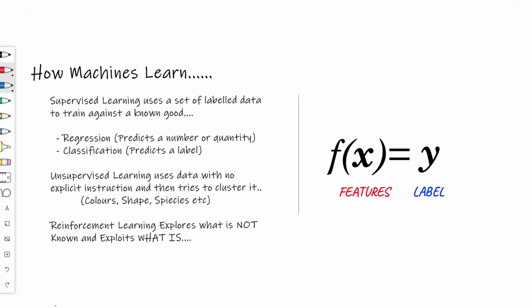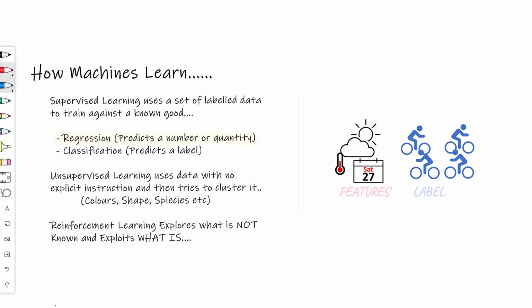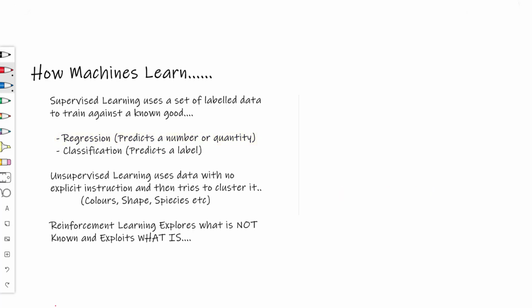So if you have the features for a new day but the label is unknown, you can use the model to predict the unknown label, which in this case is the expected numbers of bike rentals. This machine learning, where the label your model predicts is a numeric value, is called regression. Now let's look at another form of machine learning.